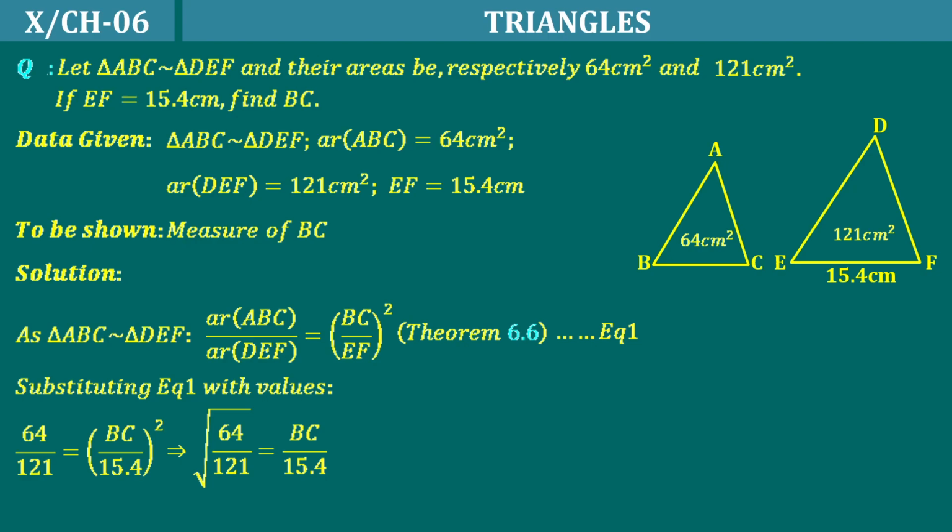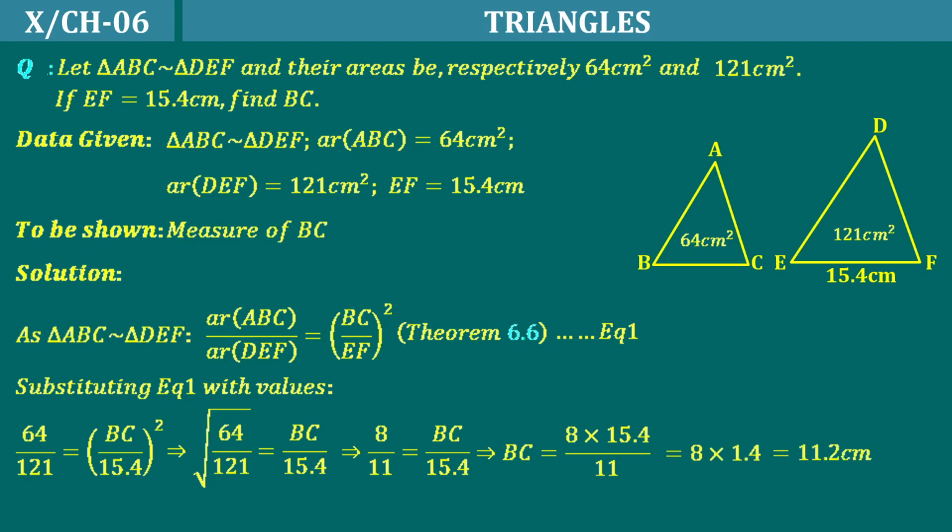64 and 121 will simplify to 8 by 11, and 8 by 11 will always be positive because this is only a measurement, and any measure cannot be negative. So we can write BC equal to 8 into 15.4 by 11. Further simplifying this, we get 8 into 1.4, and that is equal to 11.2. And here the SI unit is centimeter. Alright, we need to work this out.